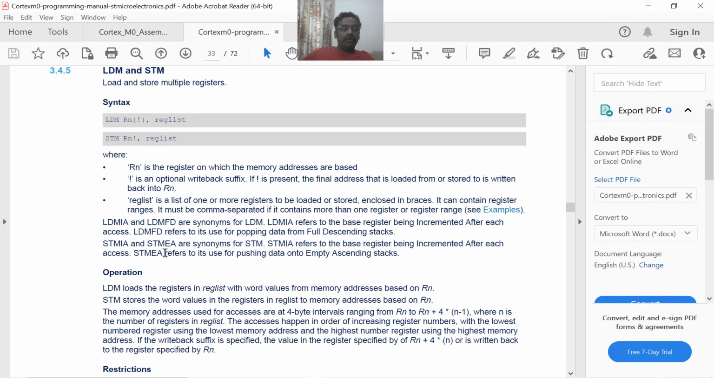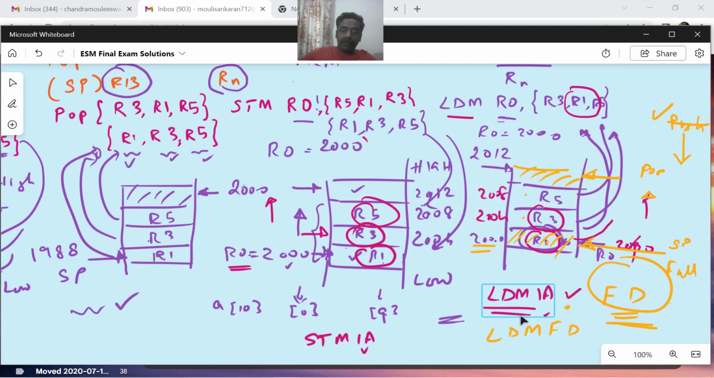Okay. Now, very interesting stuff. Now, STM IA, I told you that it is always STM is like this, but why is it called STM EA, empty ascending? Okay. So, let me talk about that. For completeness' sake, I am doing it.